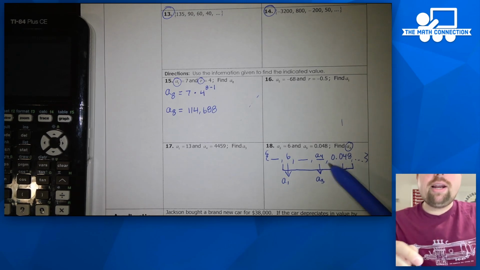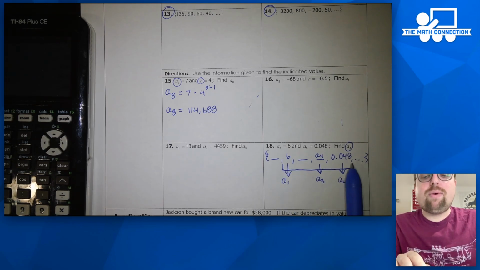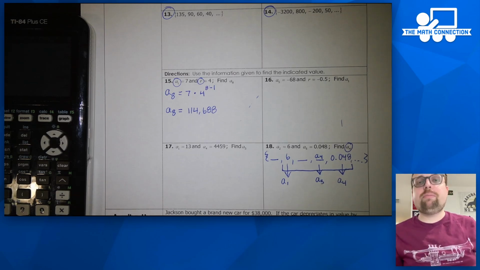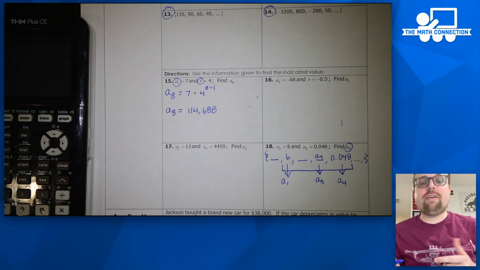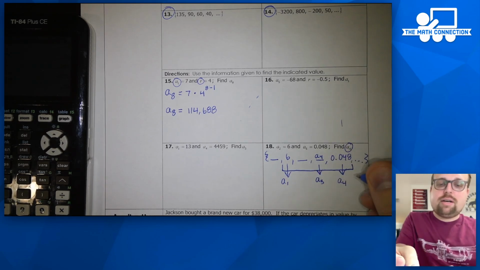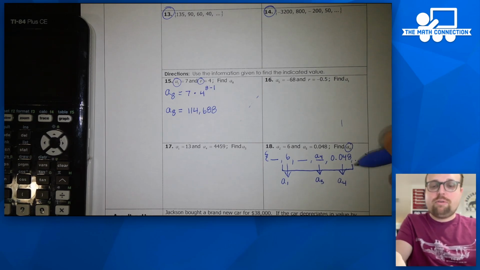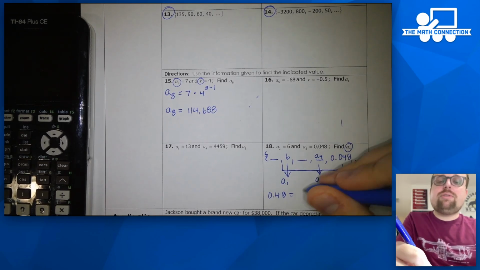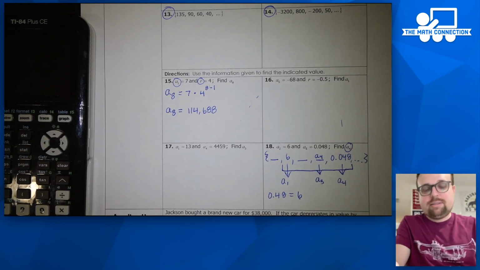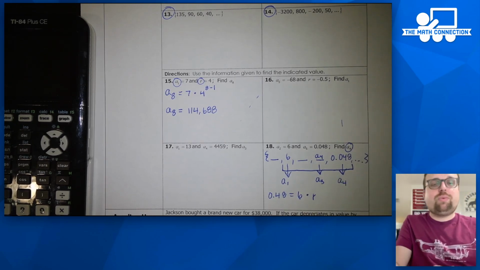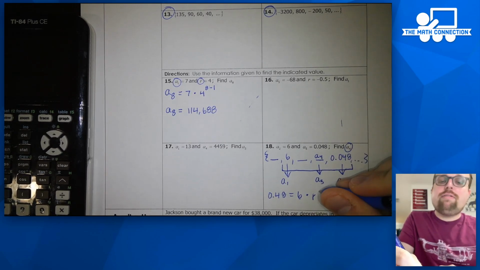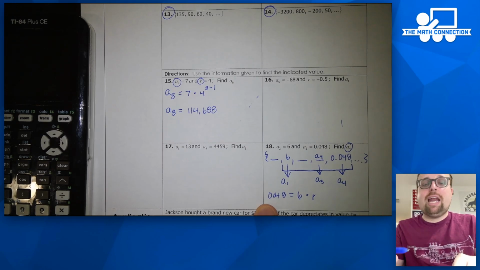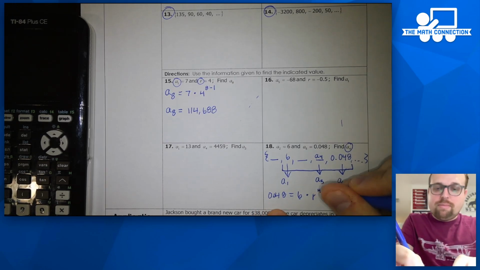So if we know a sub 1 is 6, and we know the 4th term is 0.048, we can plug that into our formula for geometric sequences, and we can figure out what the r value is. So the 4th term is 0.048, and that's going to be equal to the first term, which we're now calling 6, times the common ratio, which we don't know yet, to the power of n minus 1. Well, 0.048 is the 4th term, so n would be 4. So that would be 4 minus 1.